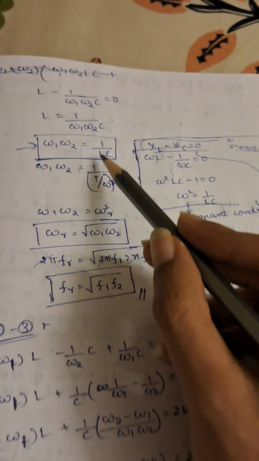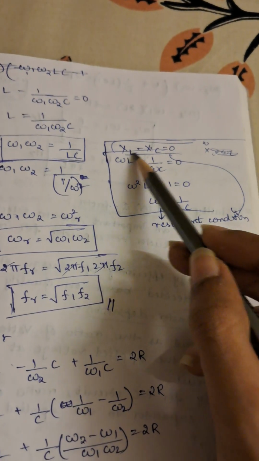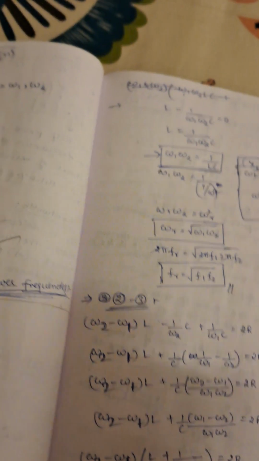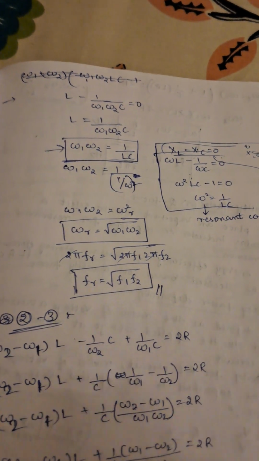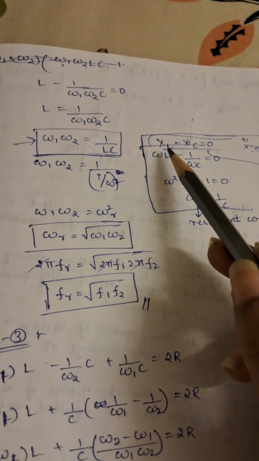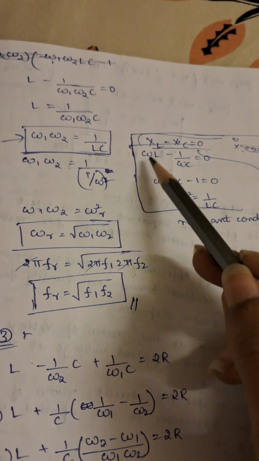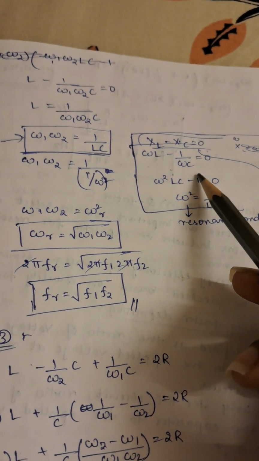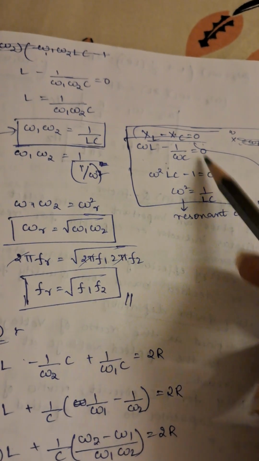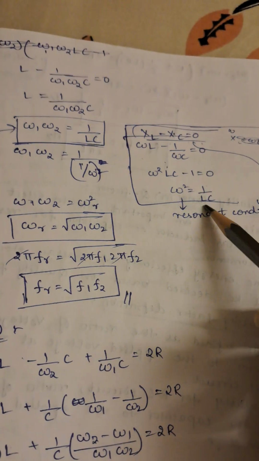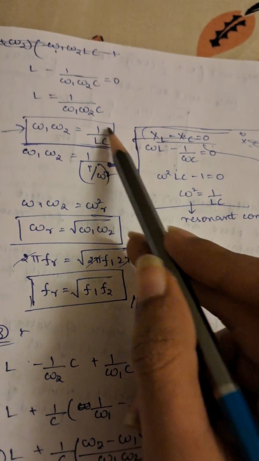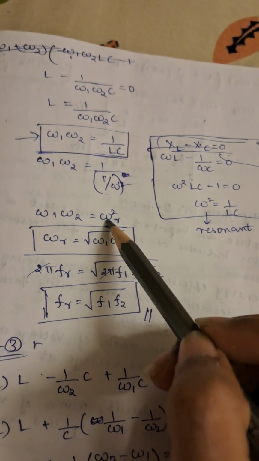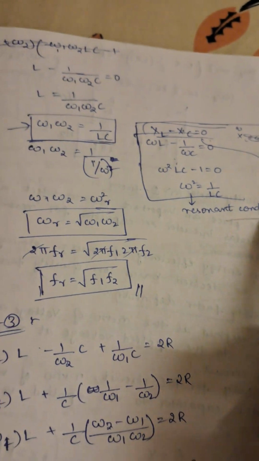Here, to find what is 1 by LC: XL minus XC is 0, because we are calculating at resonant condition. At resonance, XL minus XC is 0. XL is omega L, XC is 1 by omega C. When you simplify it, omega square is 1 by LC. So this is omega r square actually, because it is the resonant condition.